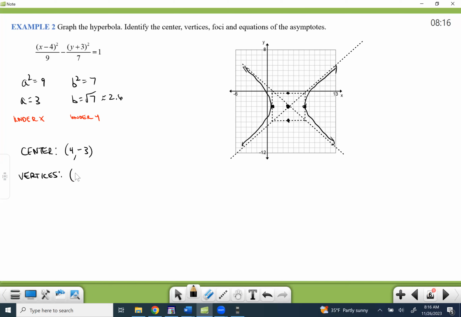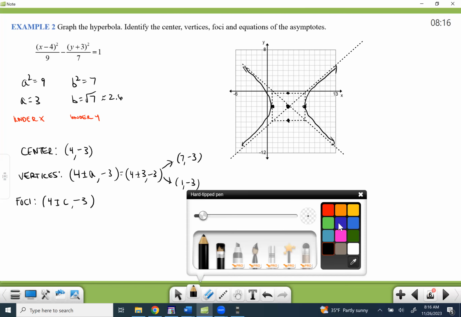Now remember, you take the center, and because this opens in the x direction, I'm going to add and subtract a to the x value of the center. All right, so a we already have, it's 3. So we've got 4 plus or minus 3, comma, negative 3. So 4 plus 3 is 7, and 4 minus 3 is 1. Hey, I recognize those numbers. Those are the ones we just said.